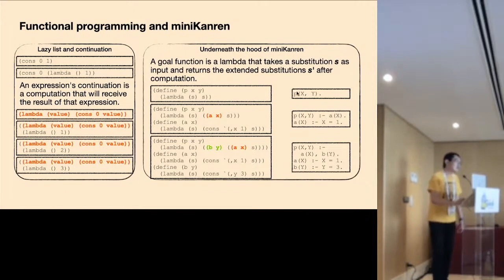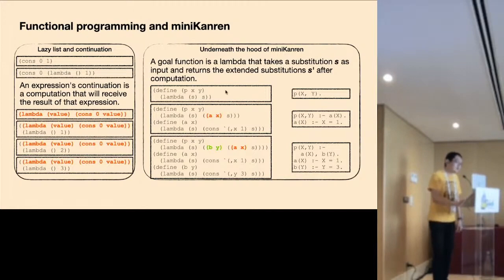On the right hand side is the traditional Prolog, what does it look like? On the left hand side is our way of building miniKanren. In miniKanren, there's one very important function called the go function. The go function is basically just a lambda. It takes in the substitution as an input and returns the extended substitution s after the computation. If the computation succeeds, we have the extended substitution set, right? If it fails, for example, there's a conflict in the substitution set, we terminate the computation. That's the false in logic programming.